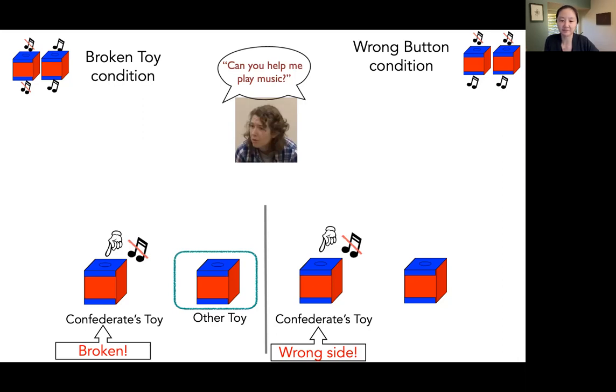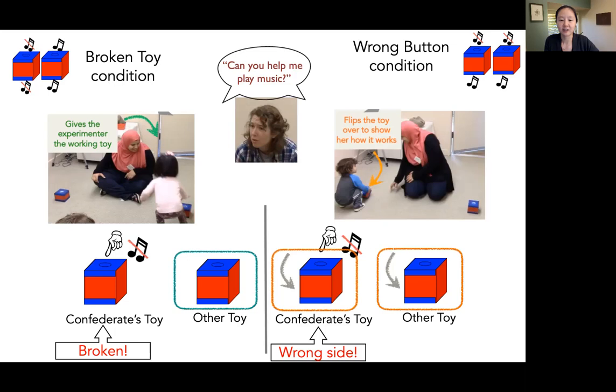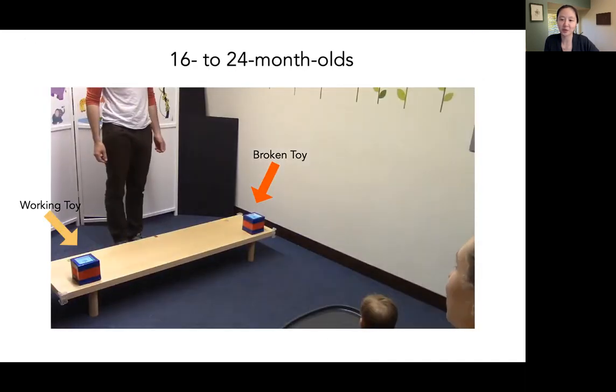So what we have shown is that even 2-year-olds and 1-year-olds are able to do what is required for effective help. They give the experimenter the working toy in the broken toy condition, but they flip the toy over to the other side in the wrong button condition to show her how it works. So let me show you a 1-year-old who's showing this behavior in the broken toy condition.